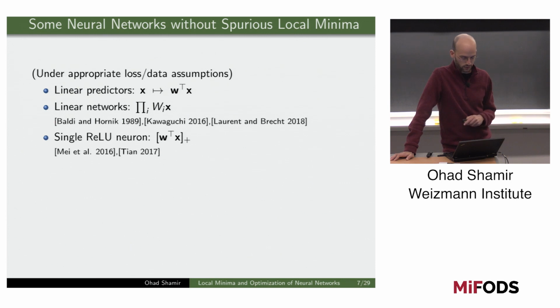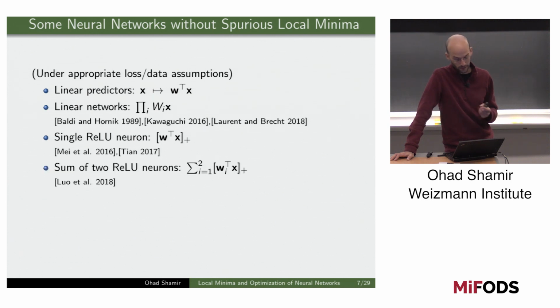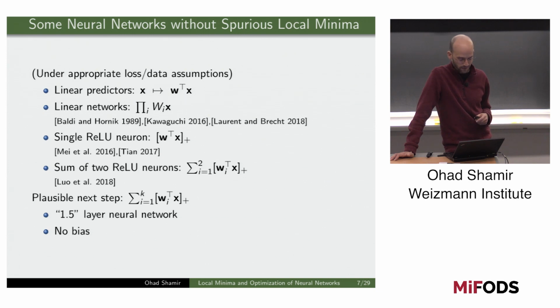Moving to nonlinear networks, we know that for a network composed of a single ReLU neuron, there are no spurious local minima, and also if we talk about the sum of two ReLU neurons. And these are all results from the last year or two. So the next reasonable step was to talk about the sum of k ReLU neurons, which you can think of as a 1.5 layer neural network.